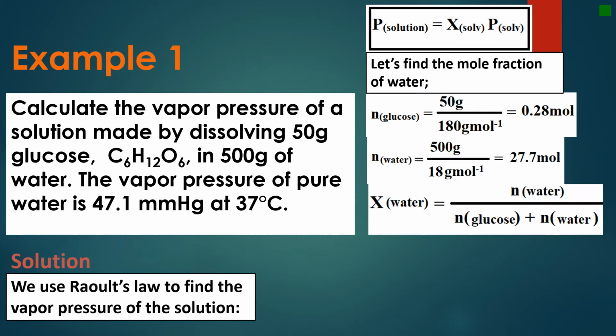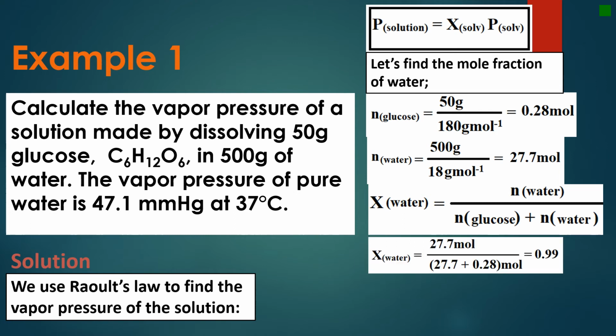After finding the number of moles, we find the mole fraction, which is the ratio of the number of moles of water to the total number of moles of glucose and that of water. So the mole fraction of water is equal to 27.7 mole, which is the number of moles of water, over the total number of moles of water and glucose, which is 27.7 plus 0.28 mole, and then we find 0.99, which is the mole fraction. It has no units because the units cancel one another. And again, you have to know that the mole fraction is always less than 1.